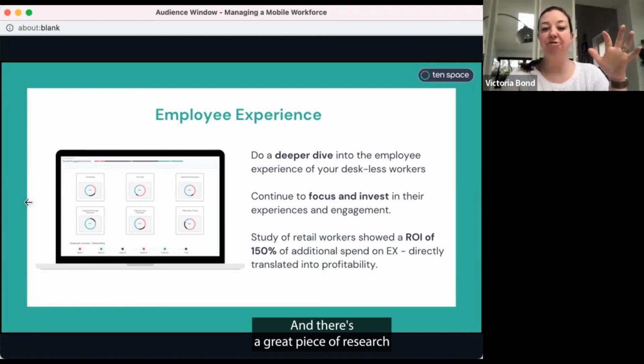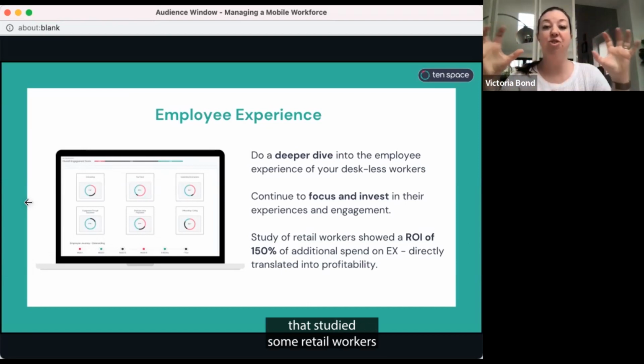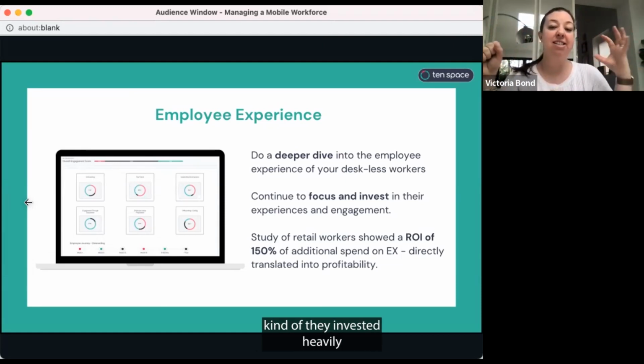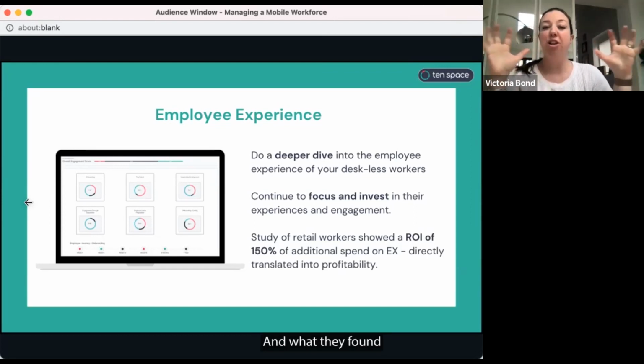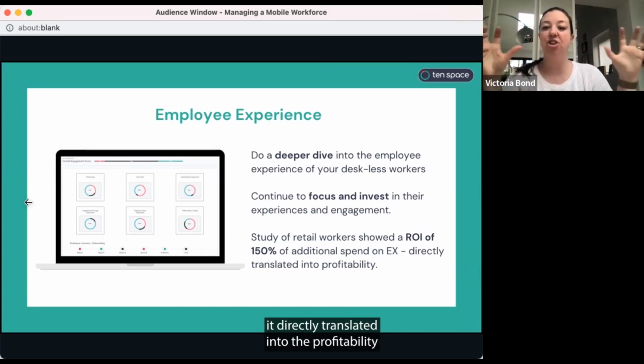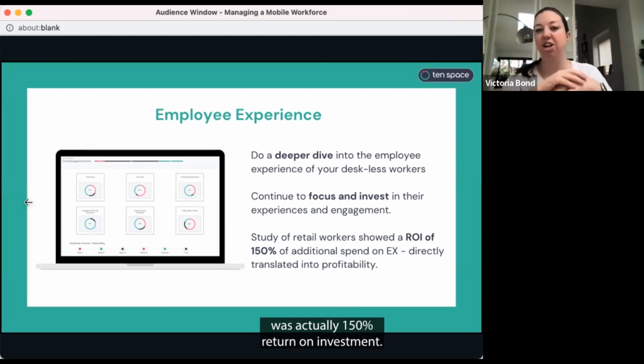So there's a great piece of research, and we'll share all these stats with you after the call. There was a really great piece of research that studied some retail workers. They looked at two pots of retail workers. One, they invested heavily in employee experience and made additional investment. The other one, they just left as was. And what they found was, over a period of time, it directly translated into the profitability of those two teams. The revenue that those two teams were generating and the profitability was stark, to the point where they calculated that the return on investment of investing additionally in employee experience was actually 150% return on investment.